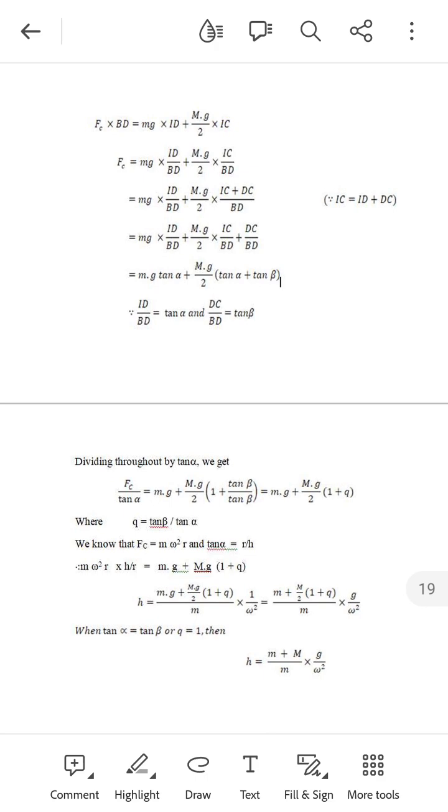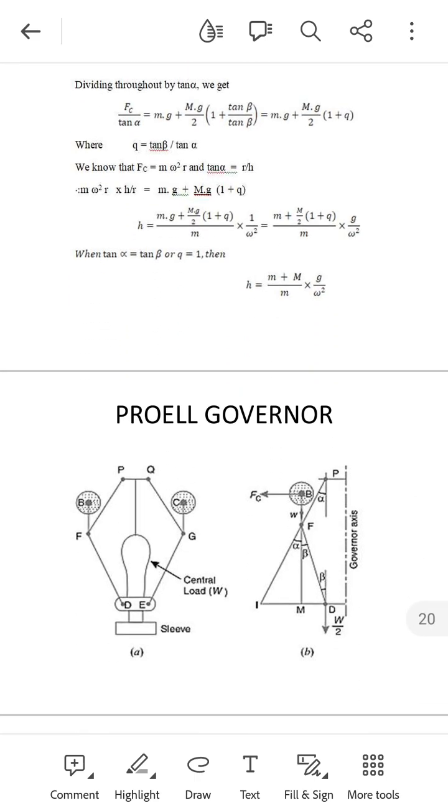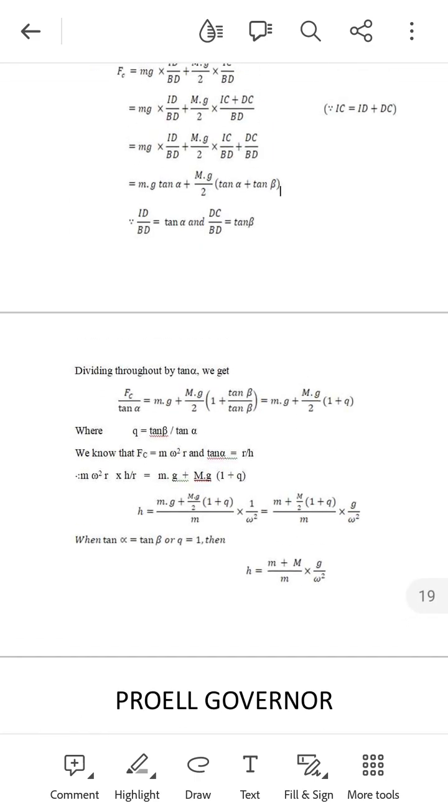Then Fc is equal to m into omega squared r, and tan alpha is equal to r by h. Substituting these equations, you find the height. Then h is equal to (m plus capital M divided by 2 into (1 plus q)) divided by m, into g by omega squared. Tan alpha divided by tan beta equal to 1 means q is equal to 1. Then q equal to 1 means h is equal to (small m plus capital M) divided by m into g divided by omega squared. Thank you.